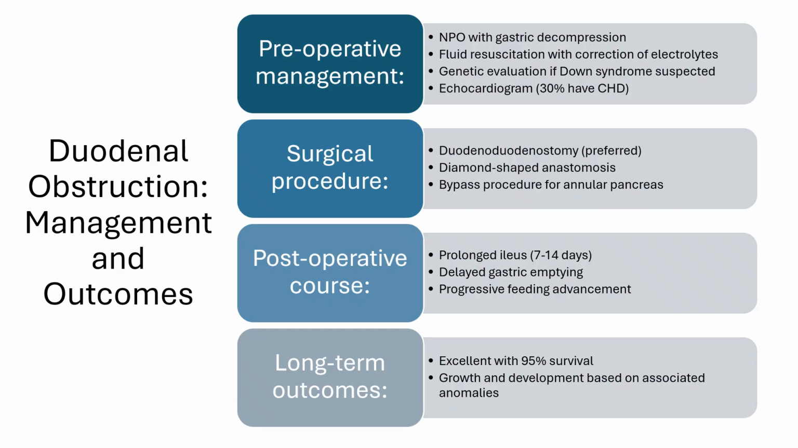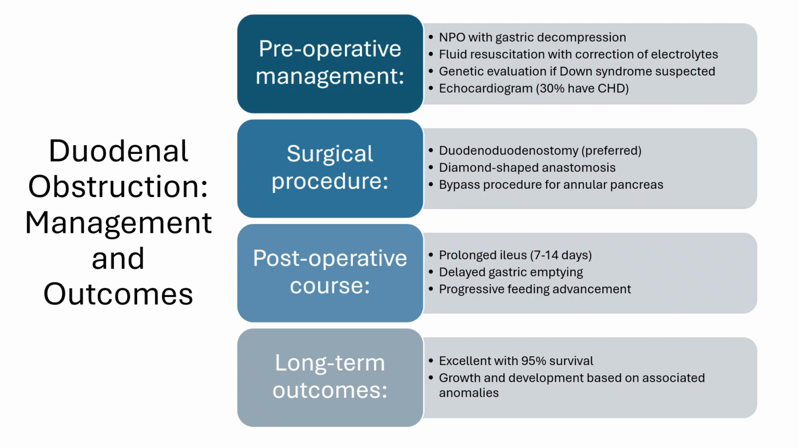The genetic evaluation for Down syndrome isn't optional when you're dealing with duodenal obstruction. Remember that 30% association? It's high enough that chromosomal analysis becomes standard care. But here's what really matters for immediate management: the echocardiogram. 30% of these infants have congenital heart disease, and that cardiac status directly affects anesthetic risk and surgical approach.